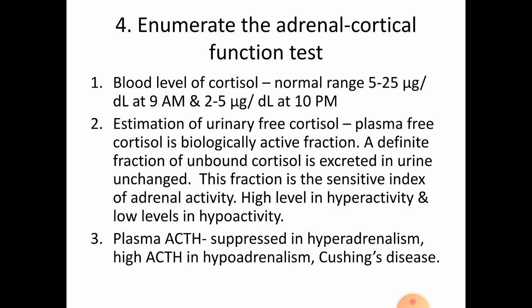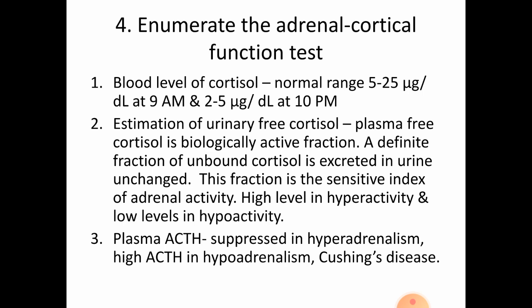The first adrenal cortical function test is the blood level of cortisol. Give the normal range. The next test is estimation of urinary free cortisol. Urinary excretion of free cortisol: plasma free cortisol is the biologically active fraction. A definite fraction of unbound cortisol is excreted in the urine unchanged, and this fraction is a sensitive index of adrenal activity. High levels are seen in hyperactivity and low levels in hypoactivity of the adrenal gland.